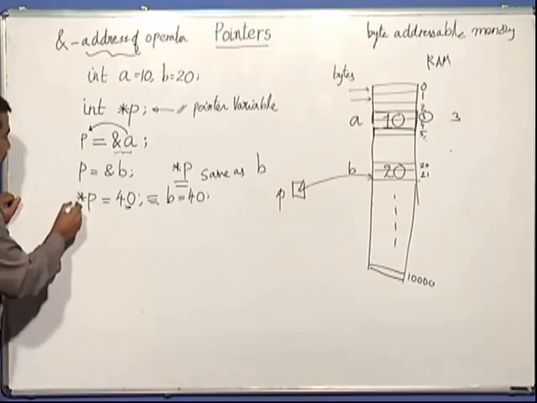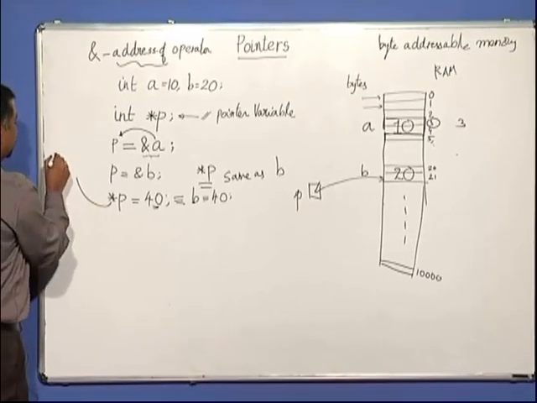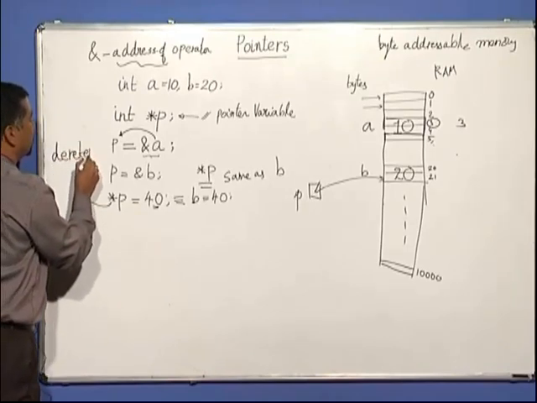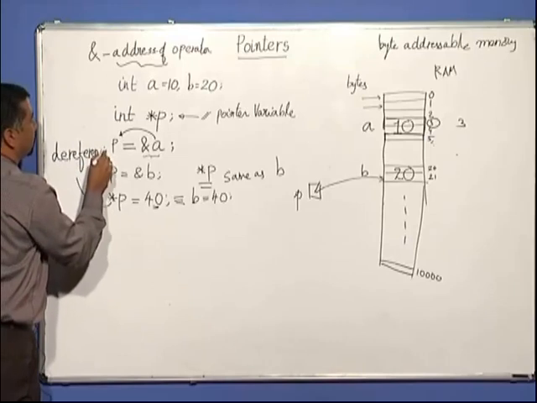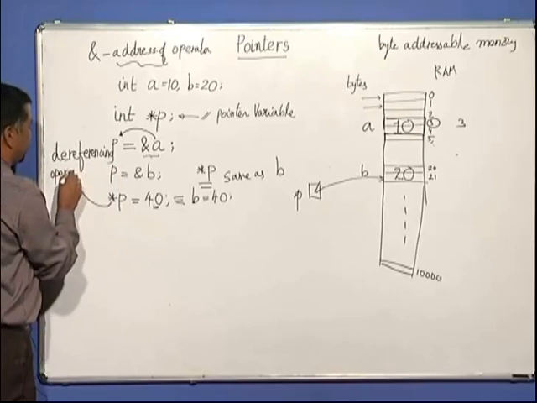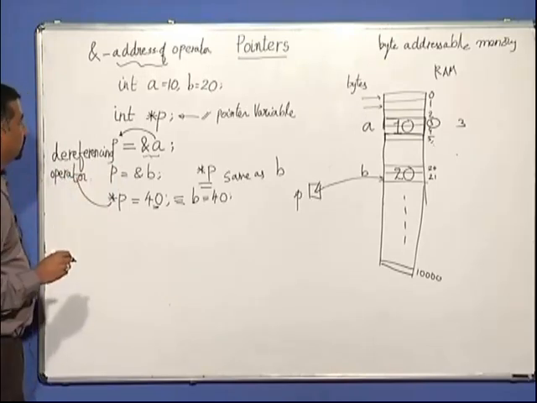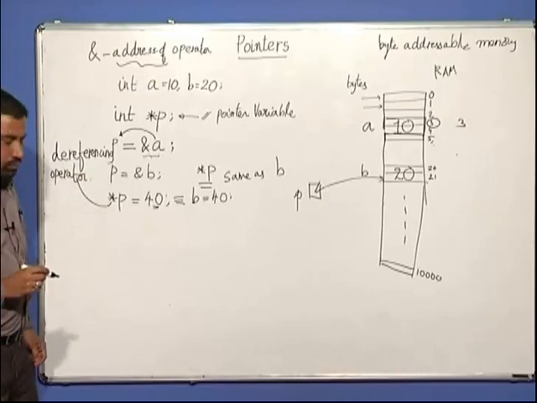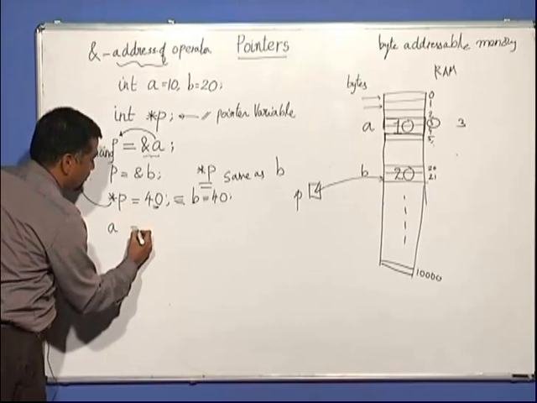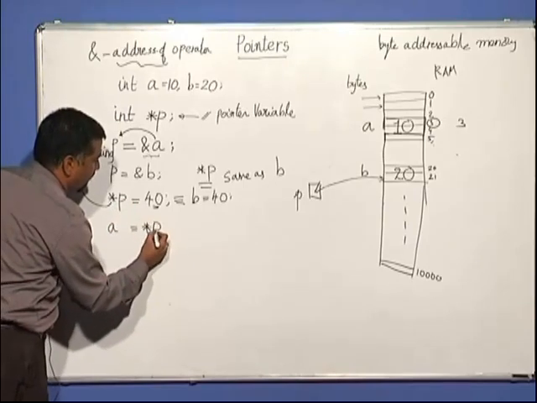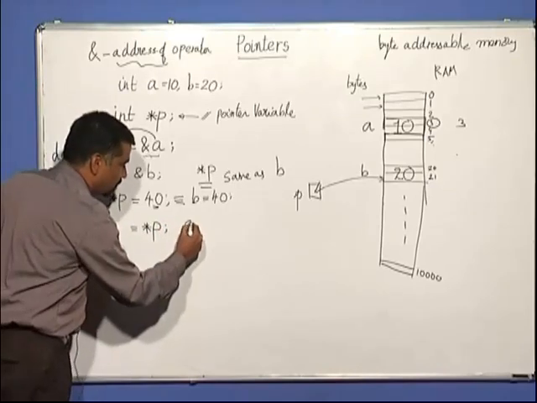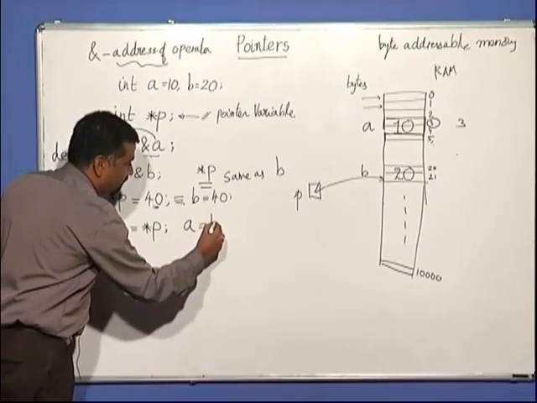So here the star is known as the dereferencing operator. And also the same thing we can say that A is equal to star P. This is again the same as writing A is equal to B.